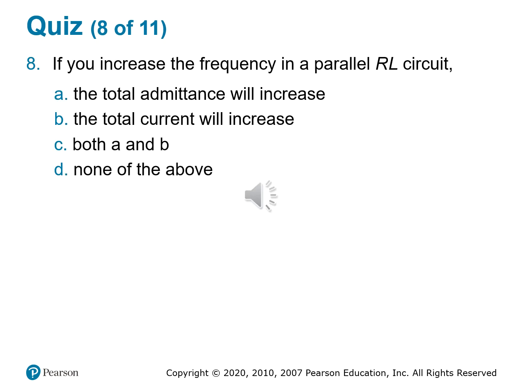Number 8. If you increase the frequency in a parallel RL circuit, what happens? A, the total admittance will increase. B, the total current will increase. C, both A and B. Or D, none of the above. Go ahead and stop the video now. Okay, if you're back, the correct answer was D, none of the above.